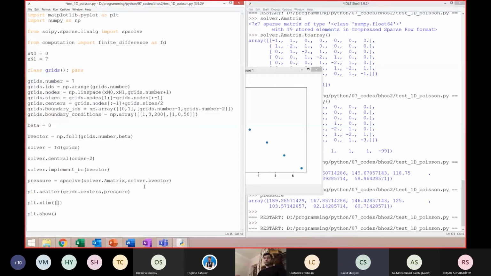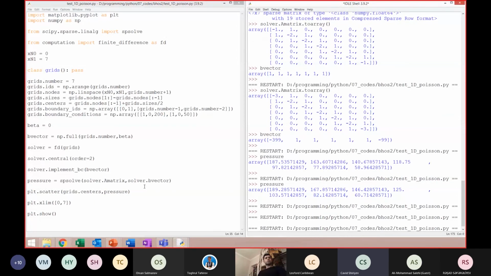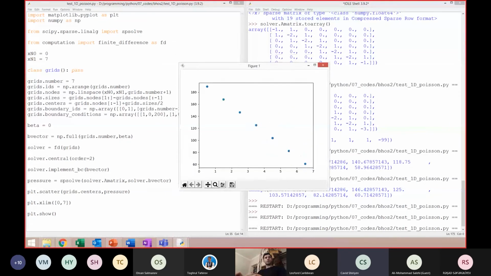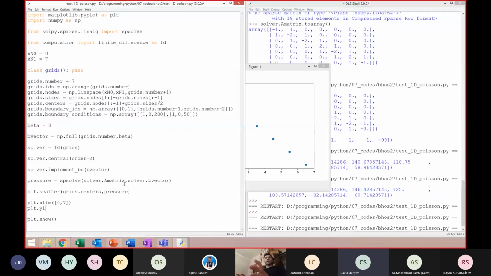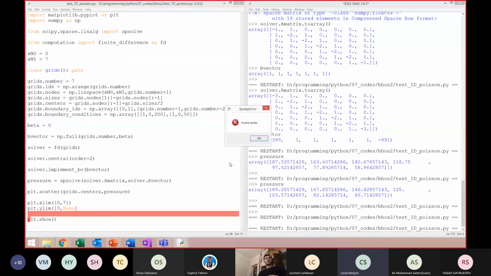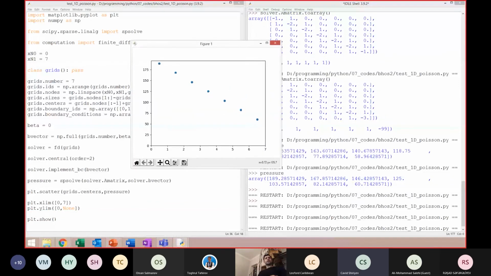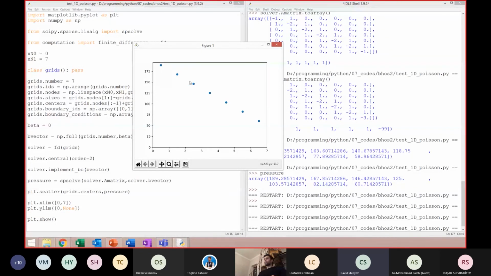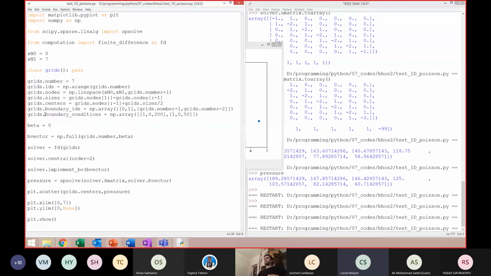So if I run this one, this is my solution, and I want to specify the y limit. I want to specify only the lower boundary of the y limit. I know that my pressure can be minimum of 0. We can't have any negative pressure value, so it's going to be 0 and none on the upper part. Now this is the pressure result I'm getting. As you see, I'm getting almost to the 50. If I increase the number of unknowns by simply changing the grid numbers to 70, for example, I will get a much more accurate result. I'm going to get the 200 on the left-hand side and almost 50 on the right-hand side. So this is the numerical solution.